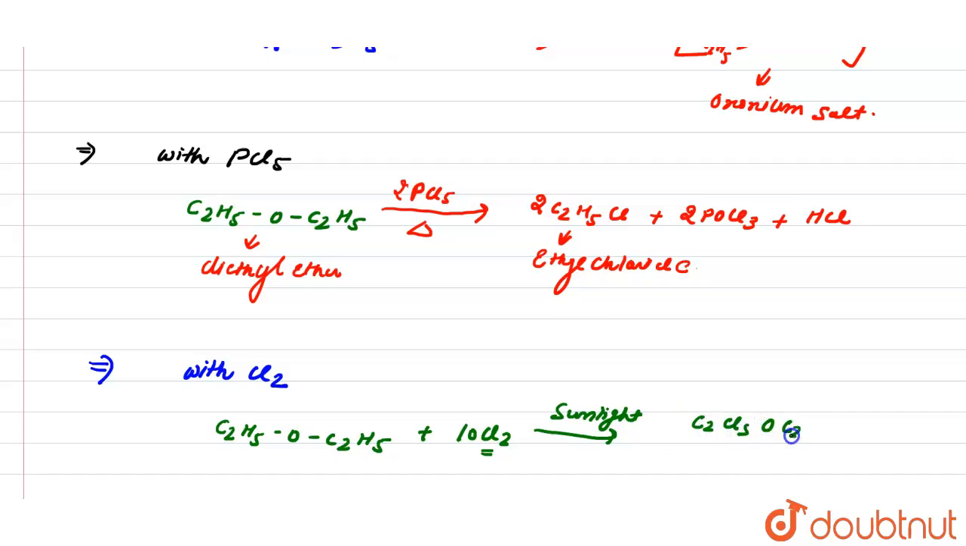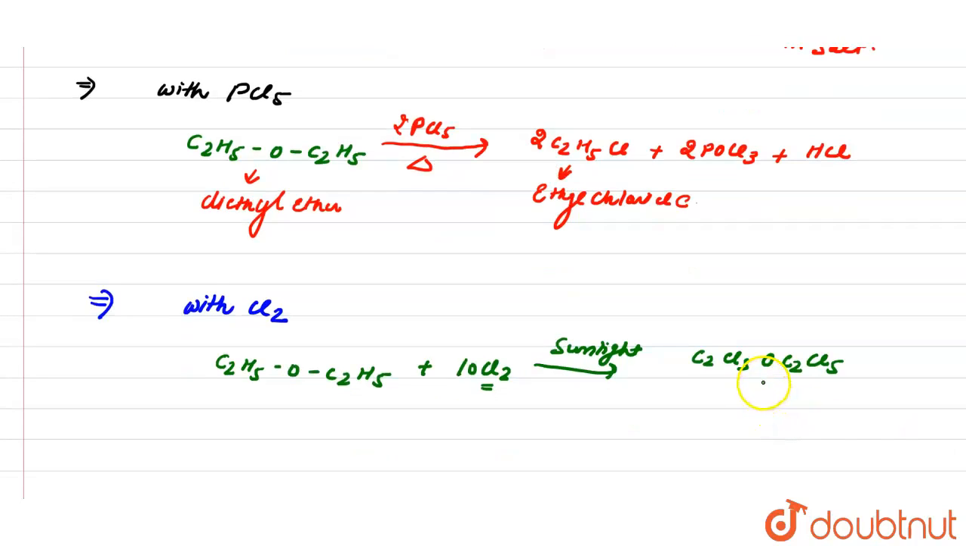And they form perchlorodiethyl ether, that is C2Cl5OC2Cl5. As you can see, there is no hydrogen present in this, because chlorine atoms substitute the hydrogen atoms. This we got is perchlorodiethyl ether, and here it forms HCl.